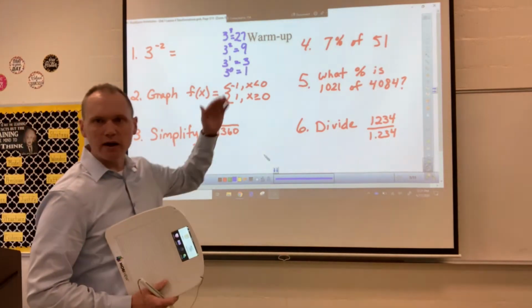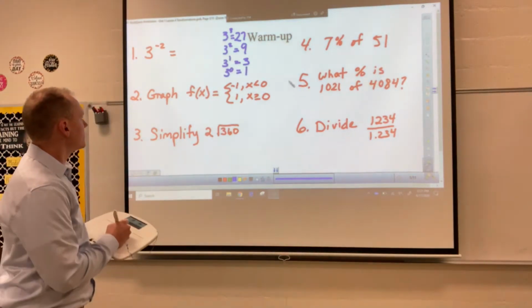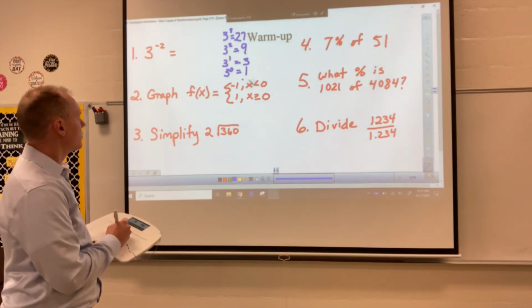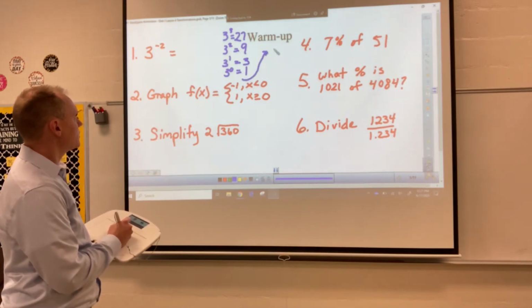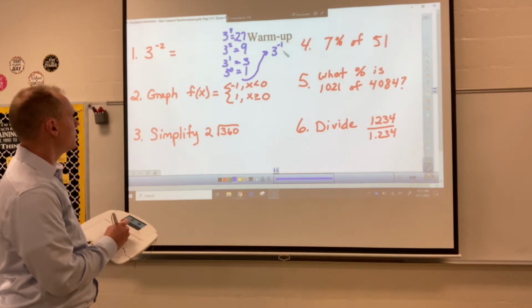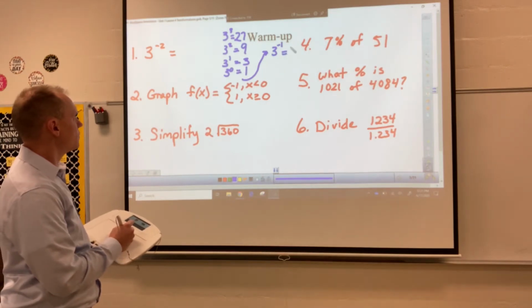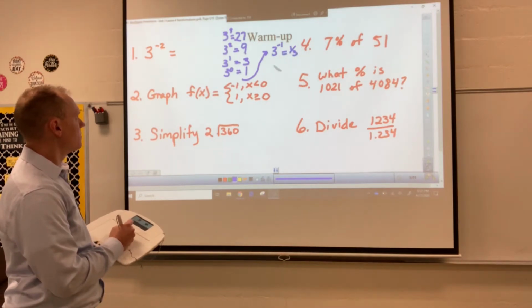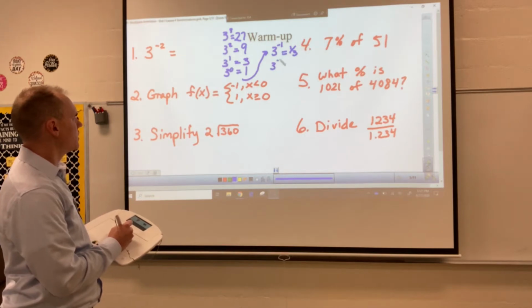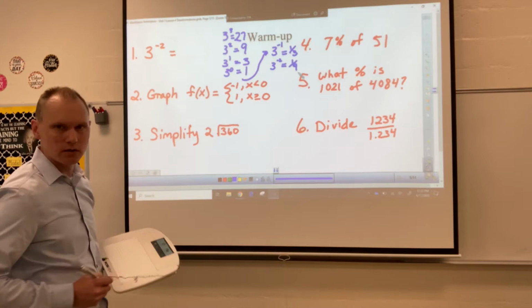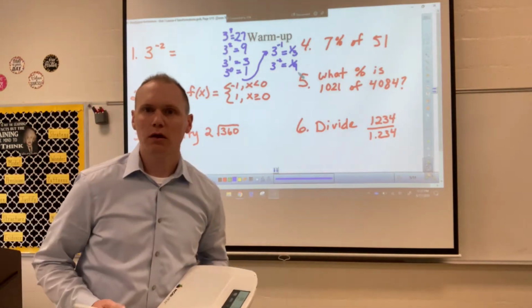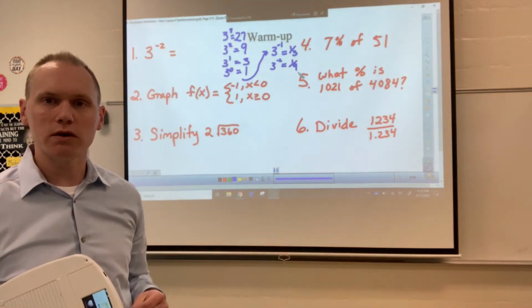And every time we're dividing by 3. So if we continue this on, we're going to 3 to the negative 1. Again, we're going to divide by 3, so we get 1/3. Divide by 3 again, and we get 1/9. So 3 to the negative second power is 1/9.